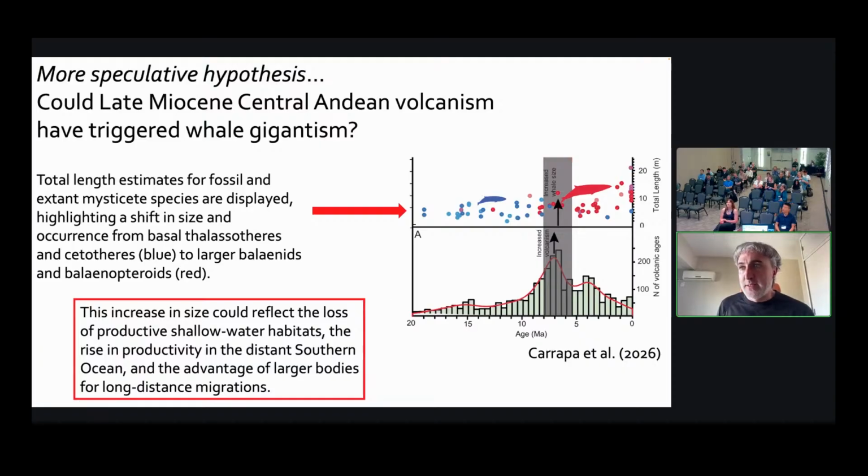The connection would be that the increase in size could reflect the loss of productive shallow water habitats, the rise in productivity in the distant Southern Ocean, and the advantage of larger bodies for long-distance migrations.